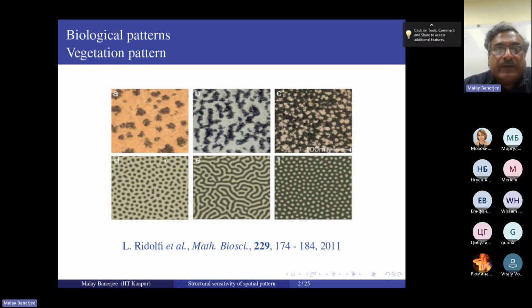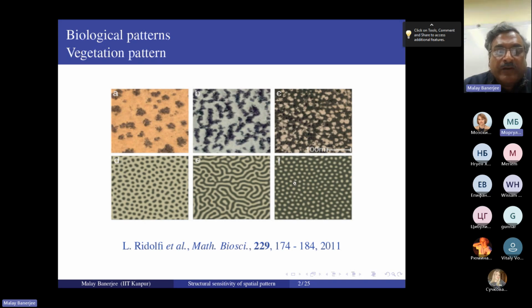Rather, what I wanted to explain is that once this kind of pattern is observed in nature, there is some mathematical model through which we can capture such patterns. One point I want to mention: in this case, we call this a spot pattern, and the spots are generated due to the presence of the biomass, not due to the absence of the biomass.